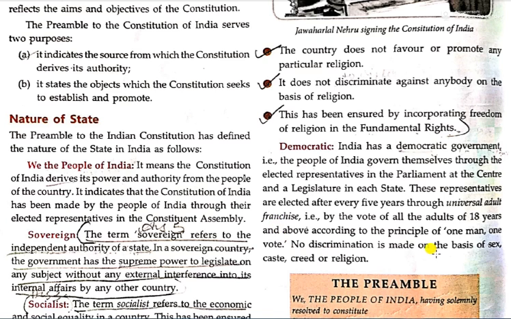No discrimination is made on the basis of sex, caste, creed or religion. So everyone has a right to vote. No person can be discriminated against on the basis of sex, caste, creed or religion. Every citizen of India has a right to vote during elections.